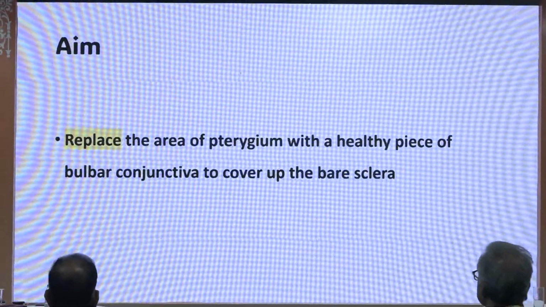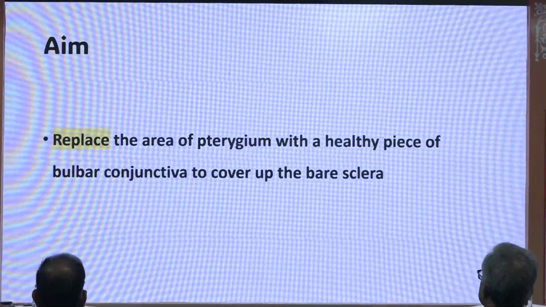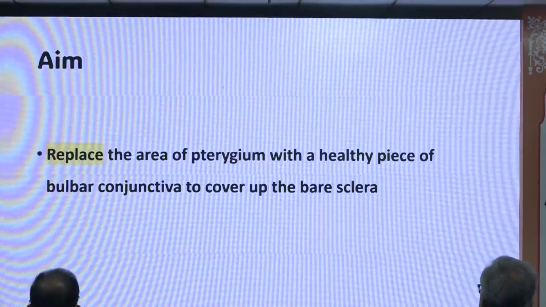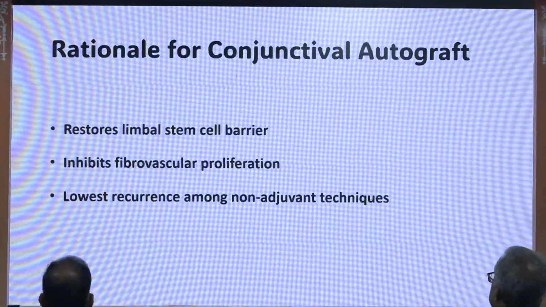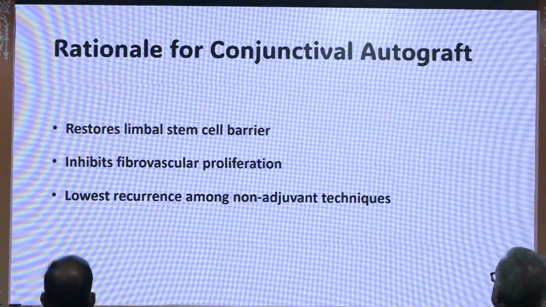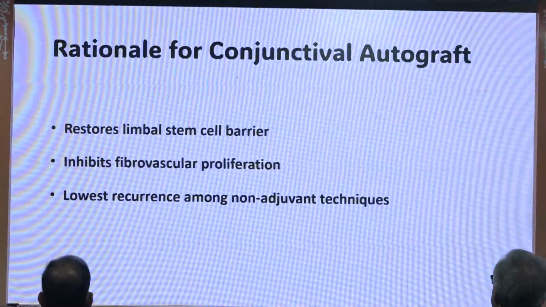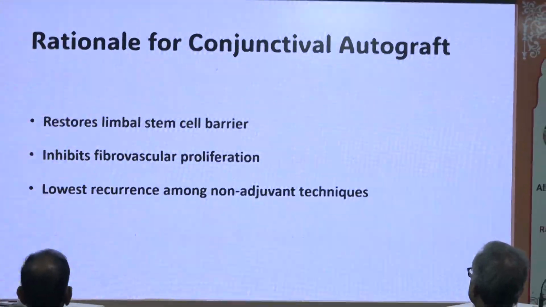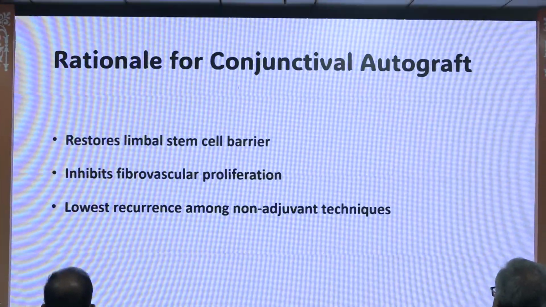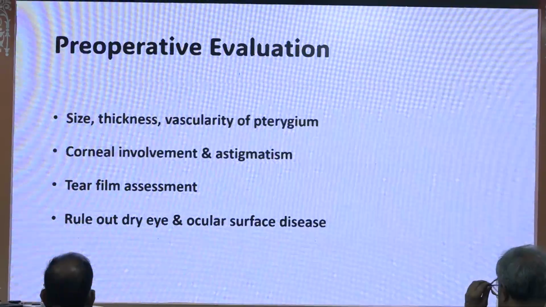What is the aim? The aim is to replace the area of pterygium with a healthy piece of bulbar conjunctiva to cover the raw bare sclera area. The rationale behind doing a CAG is restoring the limbal stem cell barrier, which inhibits the fibrovascular proliferation and thus having the lowest recurrence rate among all the non-adjuvant techniques.